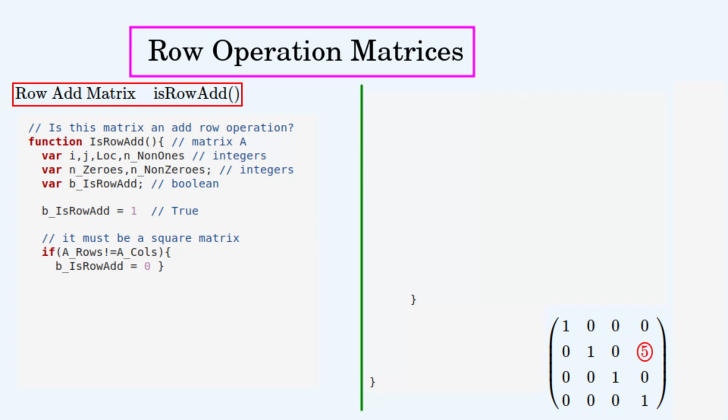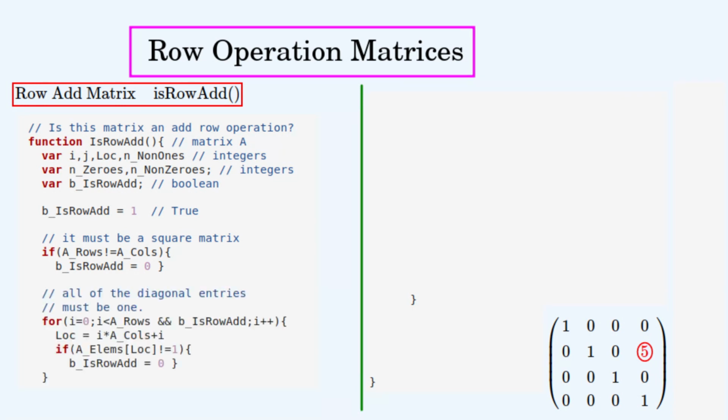Now to check whether or not this matrix is a row add operation, we'll declare the function with all of its internal variables and set the main return variable to true, and set it to false if we find a reason to during the cycle of this function. We'll return false if it isn't square. This function is so far similar to the last testing function. We'll check to see if all of the diagonal entries are equal to 1. If not, we'll return false.